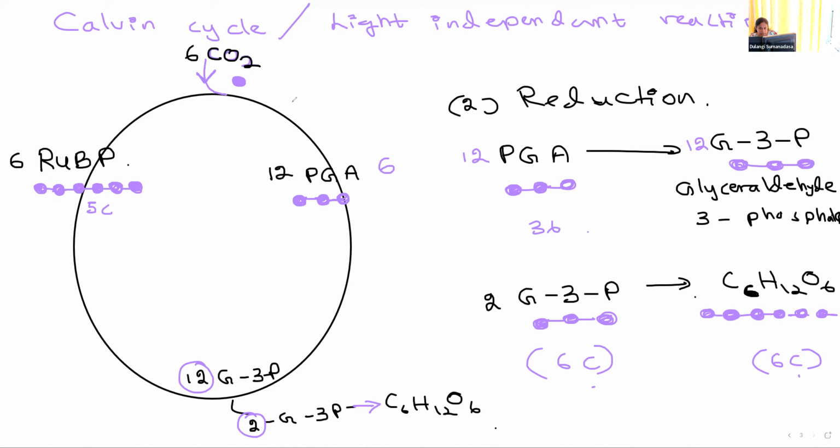Right, you're going clockwise. So the RUBP and the carbon dioxide, we brought atmospheric carbon into the cycle, and then we converted the 12 molecules of PGA into G3P, and 2 of the G3P convert into glucose. Is this clear? Okay. So our reduction is done. Let's do the RUBP regeneration.